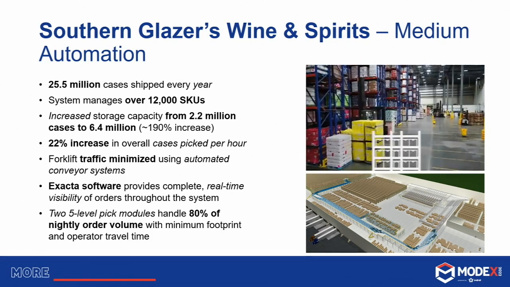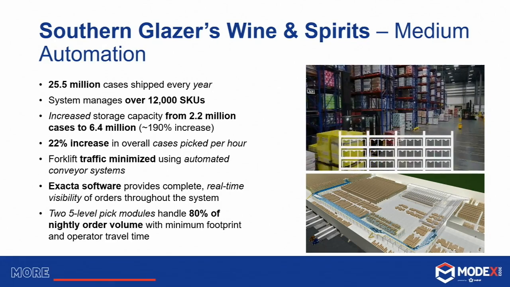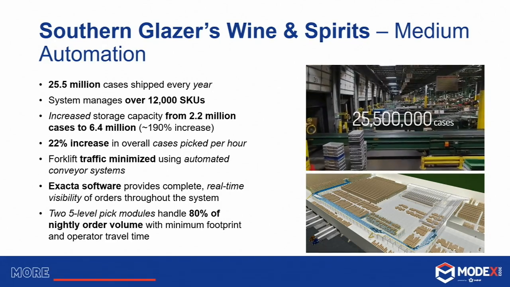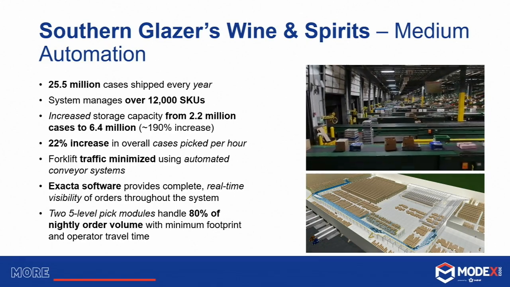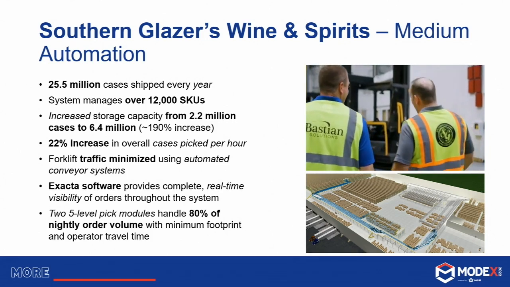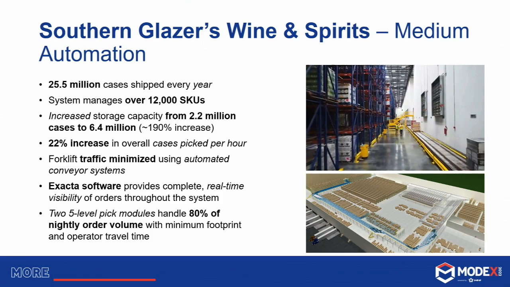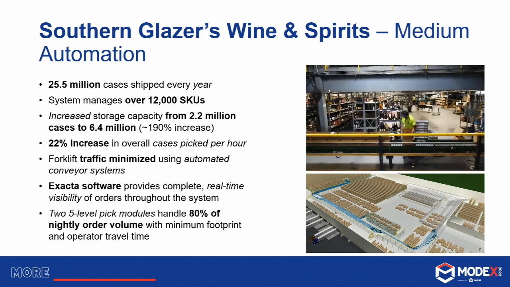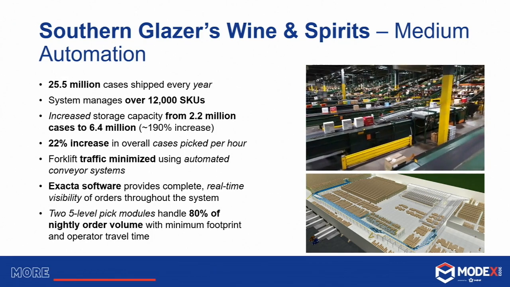Most of what goes out is full case. It is primarily going to bars, retail outlets, restaurants, and we employ traditional rack pick modules, so pick from pallet, put onto belt, conveyance, and high-speed sortation. So they experience a great ROI with this type of system. This system alone is shipping over 25 million cases of wine and spirits in a year.